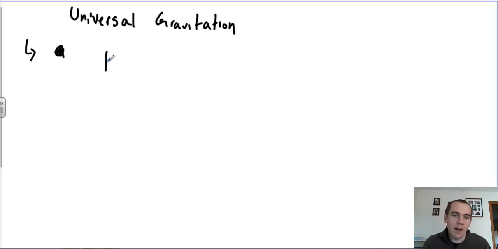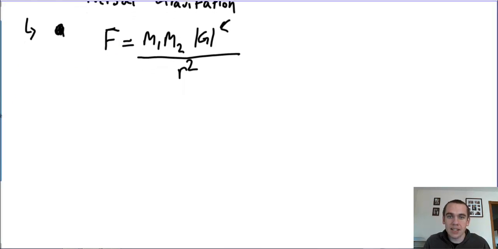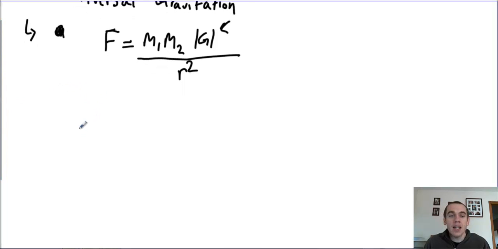And Newton actually figured out the equation that tells us how big the force is compared to the masses. F equals m1 times m2 times some constant G, the universal gravitational constant, divided by the distance between those two masses squared. Newton never actually came up with a value for G, so he didn't actually have an equation, he had a proportion. He knew that the force was proportional to m1 m2 over r squared, where r is the distance between them.